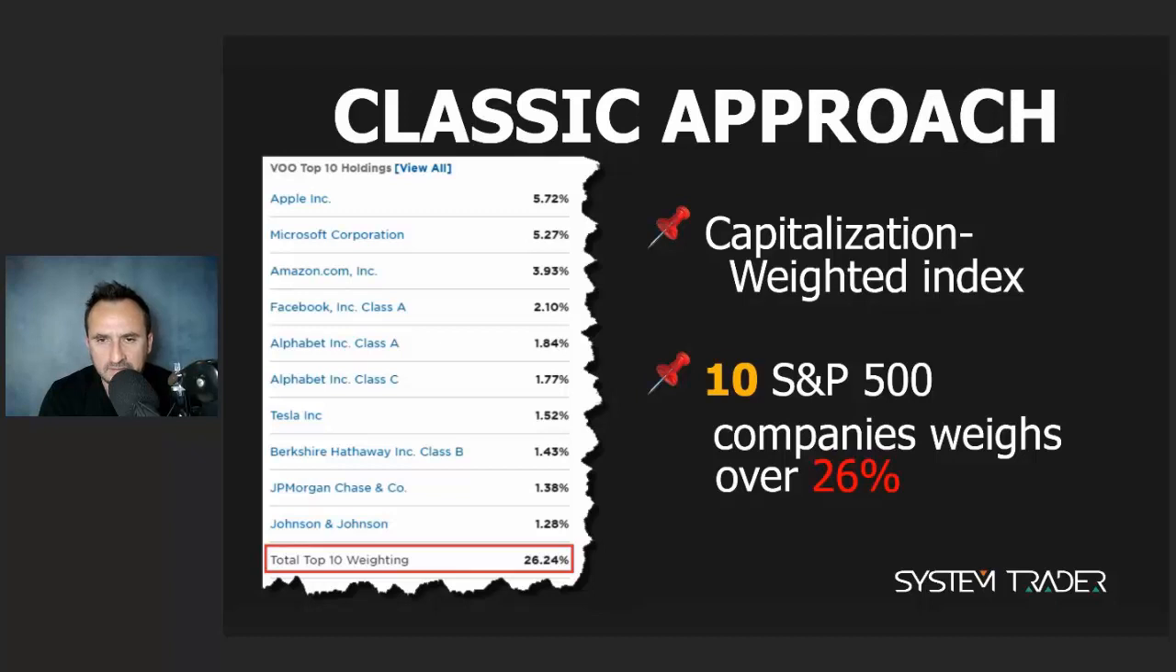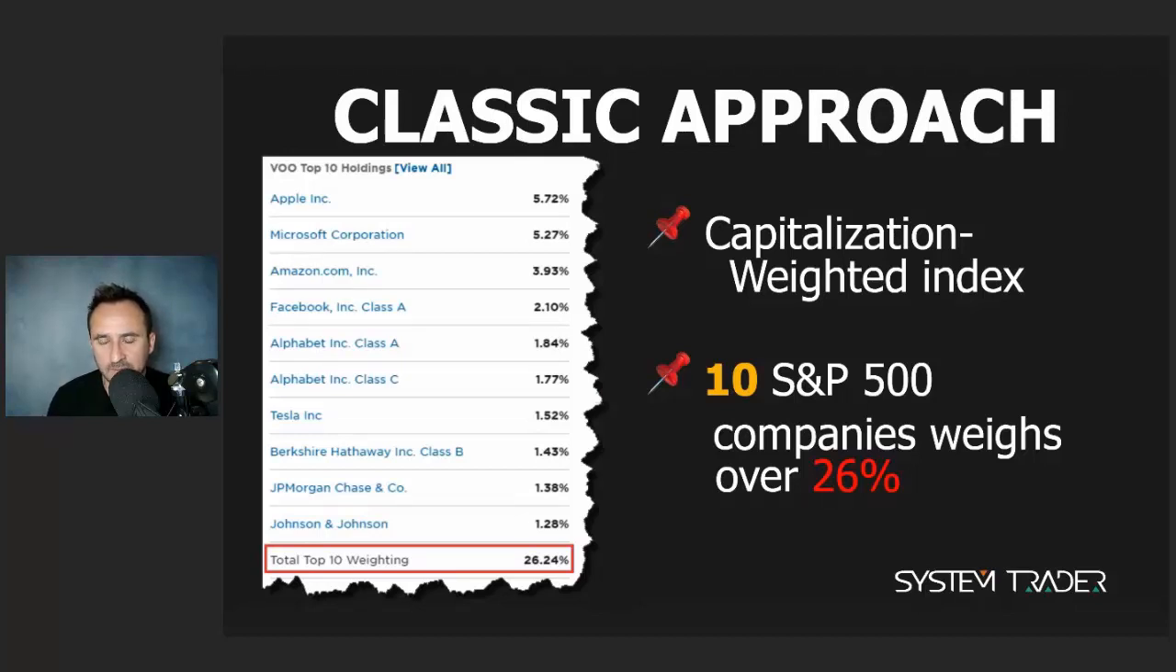But what is this classic approach, the ETFs which are following simple indexes? So here we can see a simple capitalization weighted index, S&P 500. And as we can see, although there are 500 stocks in that index, the top 10, the very biggest 10 companies from that index, weigh over 26%.